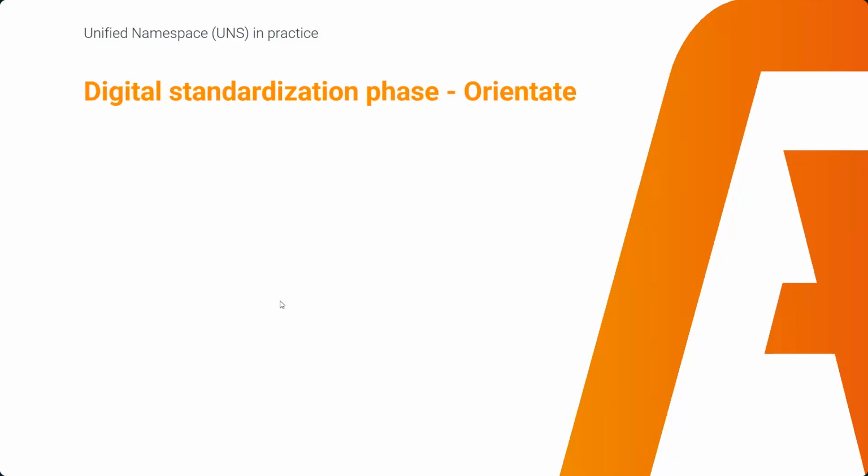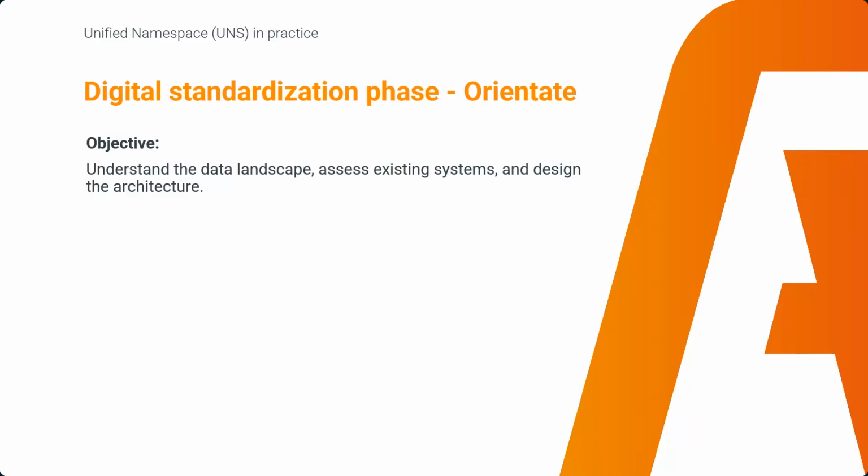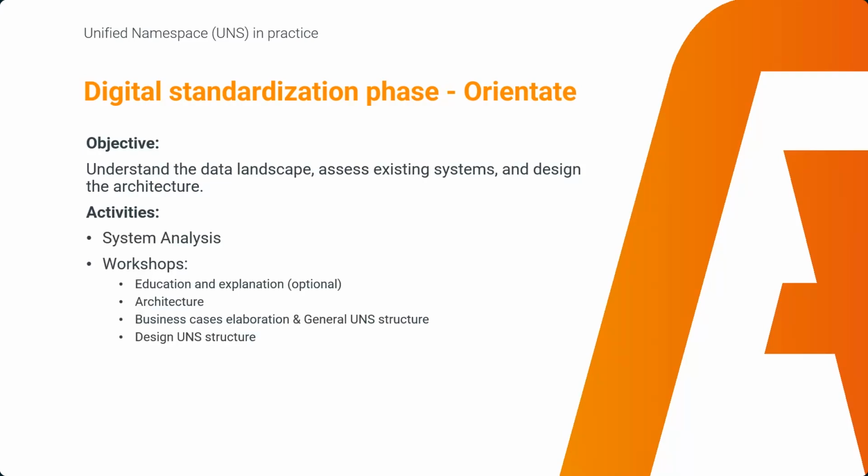So when we take a look at the first standardization phase, or orientate, what we want to do is understand the data landscape. We want to see what systems are there, what the existing systems are, and how we can design an architecture on top of this landscape. So we will do a system analysis. We will do some workshops looking at the architecture, looking at a business case, and design a basic UNS structure that we could use, and the outcome is a UNS design for a pilot. And of course, we use a holistic approach here so we can reuse this pilot setup for the entire factory.